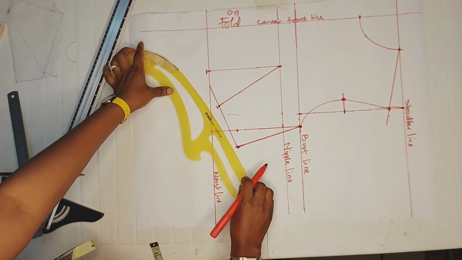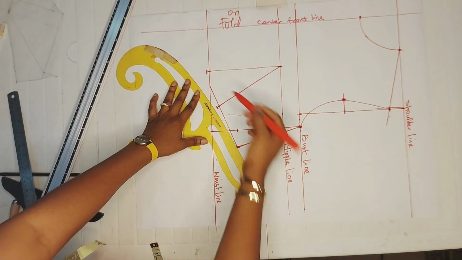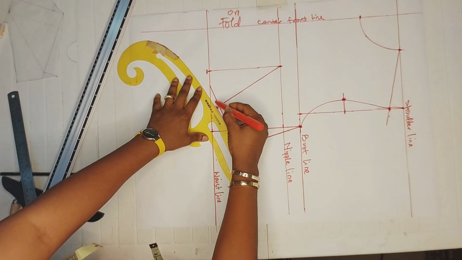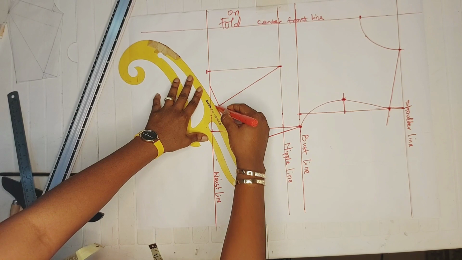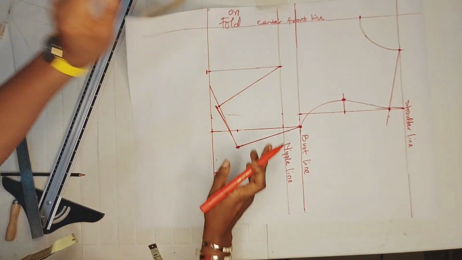With a French curve, smooth out from this area to the new mark you just made. Do the same at the other wing.